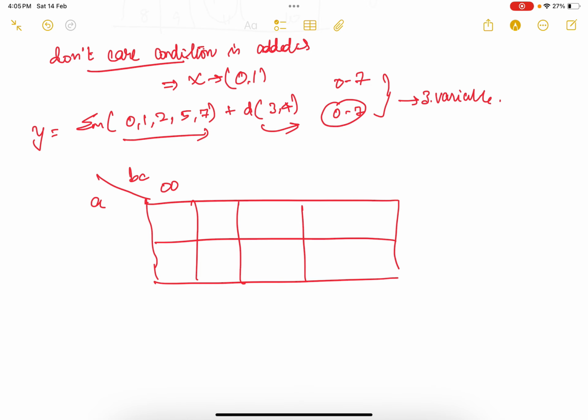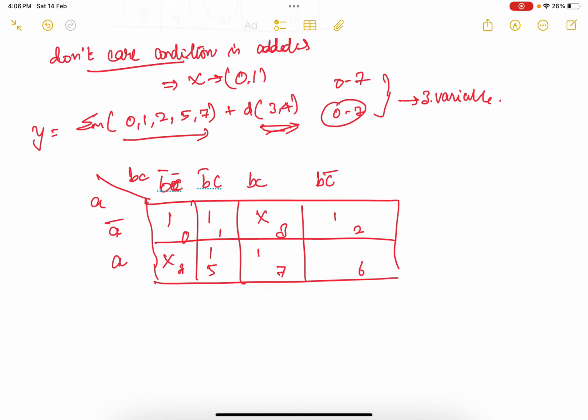So this will be B bar C bar, 0 0, 0 1, 1 1 and 1 0. The numbering will be 0, 1, 2, 3, 4, 5 and 6, 7. Got it? And you fill it 0, 1, then 2, then 5, then 7. This is the actual thing. But now I have a don't care. Don't care is what? 3 and 4th location. So 3 and 4th location I want to use it.